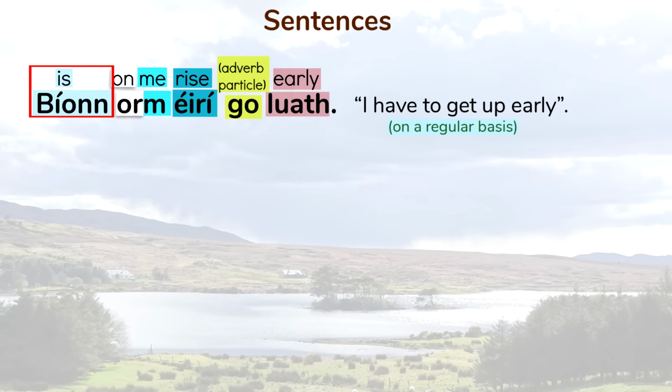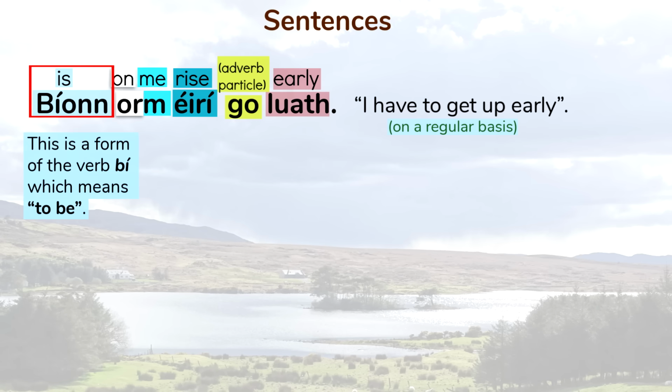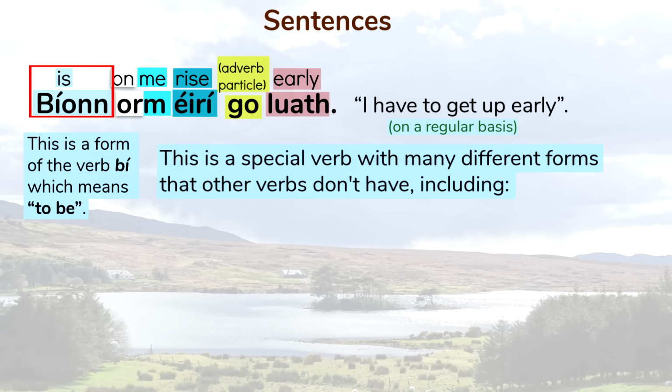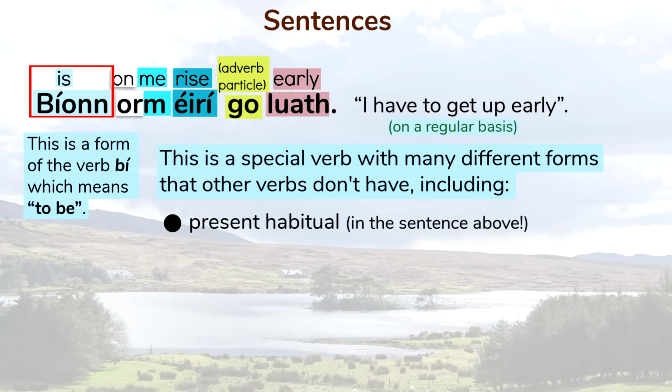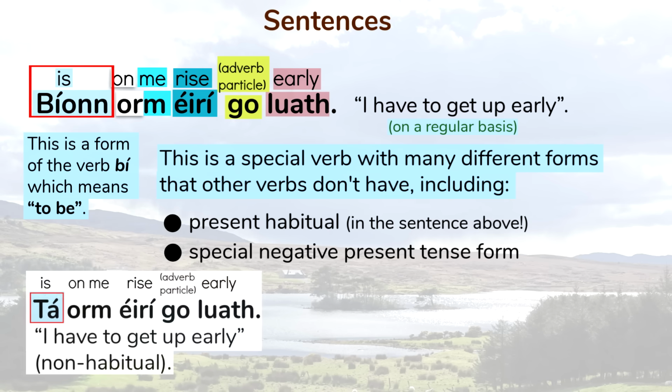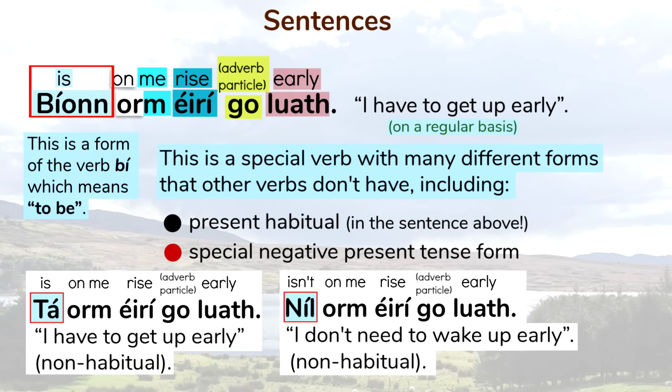Let's go back to the first word for a minute. Bíonn. Like I said before, this is a form of the verb be, which means to be. This is a special verb with many different forms that other verbs don't have, including the present habitual that we saw before, and a special negative form that negates the regular present tense. So we have Tá orm éirí go luath, meaning I need to wake up early, and that becomes Níl orm éirí go luath, meaning I don't have to wake up early.